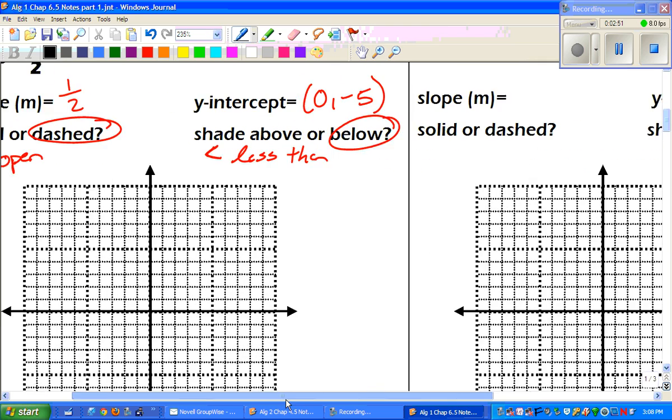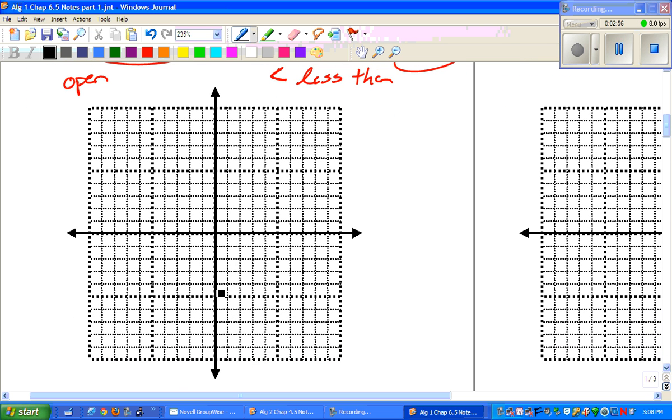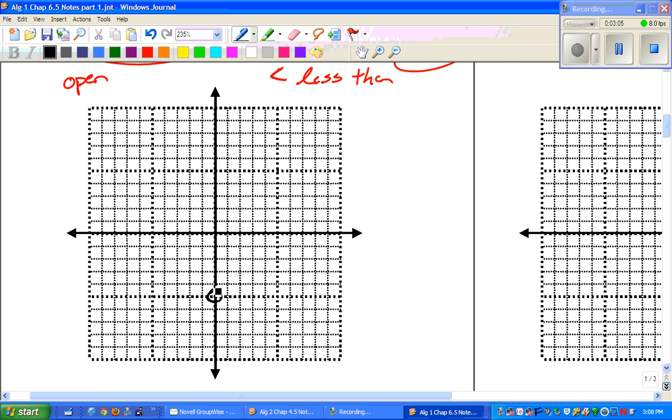Now, watch very carefully how we do this. So at -5, we're drawing the open circle, okay? And then our slope is 1/2. And where each one of those points, instead of a point, we're doing an open circle. And that is only because of the less than symbol. And it's dashed, so we're putting a dashed line there. And then it's a line, so we have to add our arrows.